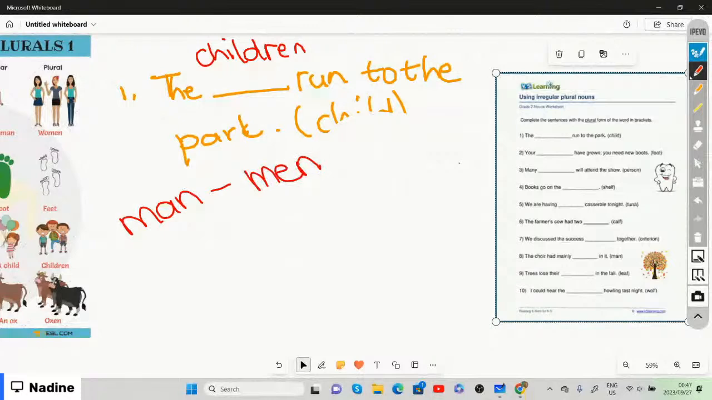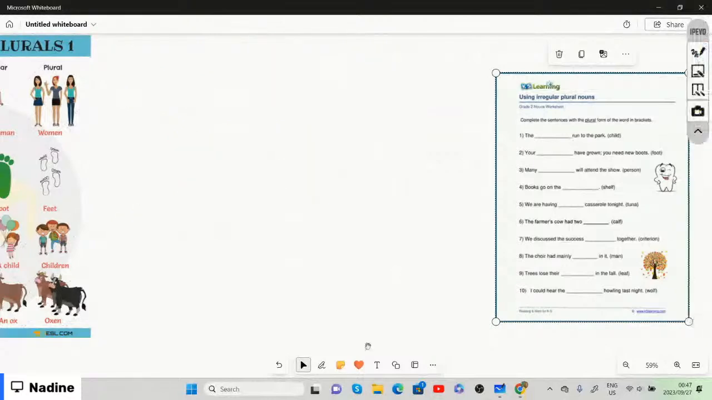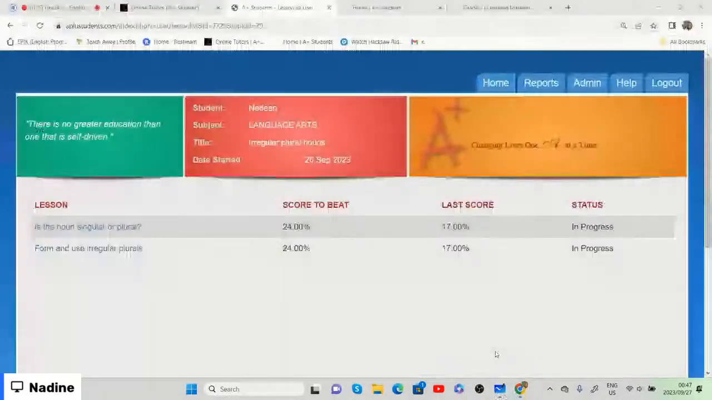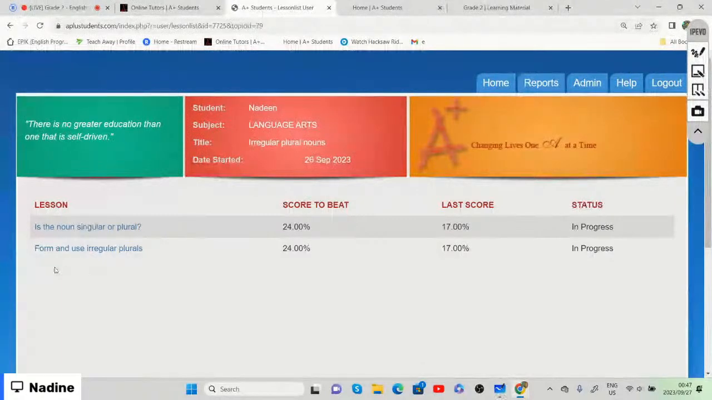So basically, guys, when it comes to irregular plurals, we do not follow any rules. You are just going to have to know what the correct word is, and then you just follow along like that. We don't add an s, we don't add an es, there are no rules that we need to follow. So that is now the end of our lesson on irregular plurals.